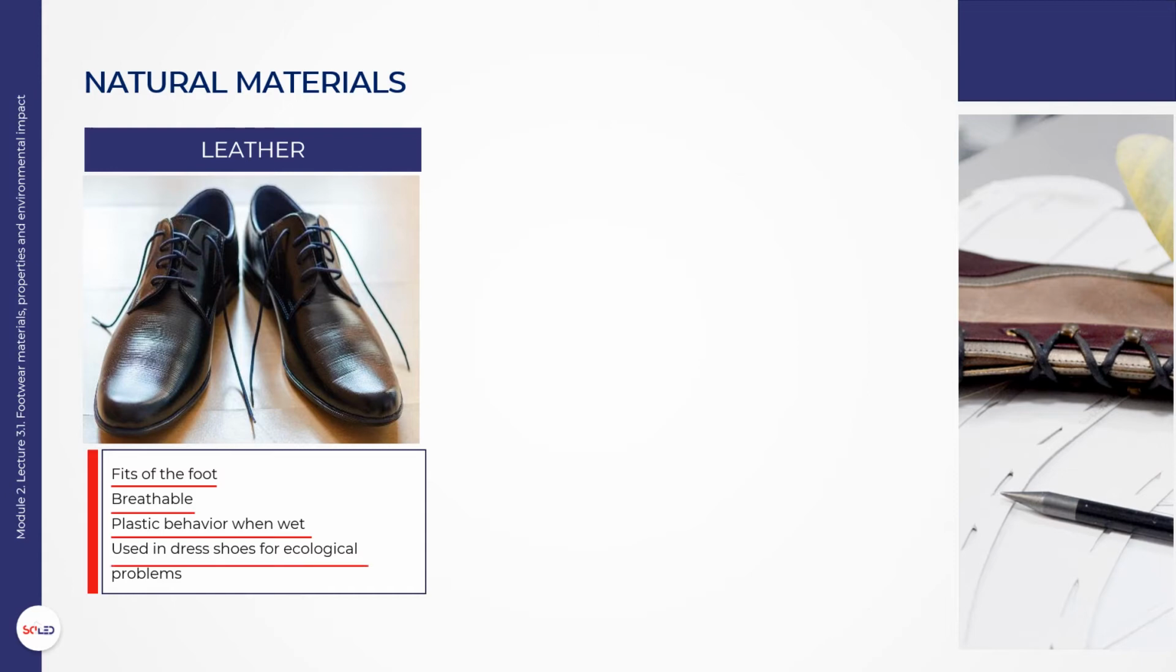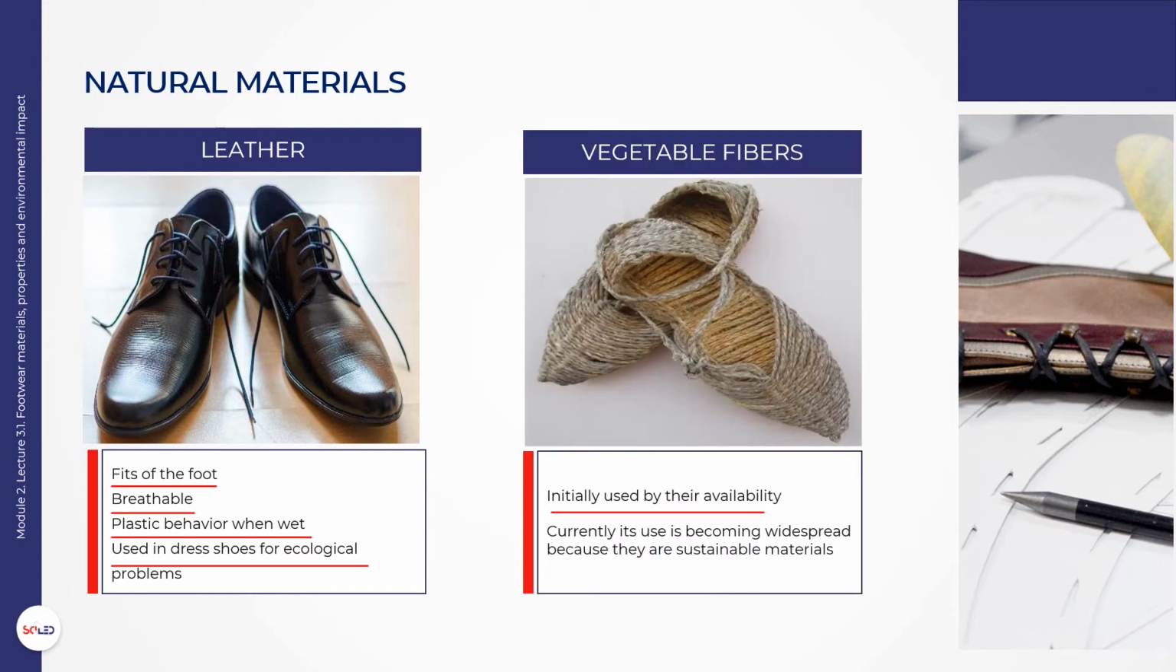In addition, ecological problems derived from its manufacture, such as the influence of its production on climate change, and new social trends such as veganism, have reduced leather to approximately 4% of the total market, and it is mainly used for dress shoes. Vegetable fibers, such as esparto grass, flax or cotton, used in the early stages of shoemaking due to their availability, have long lost importance compared to the technical properties of synthetic materials, but are regaining importance again due to the concept of sustainability.